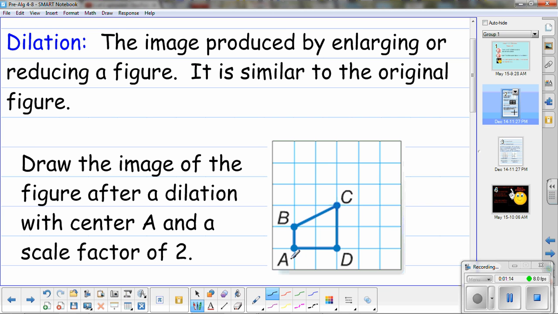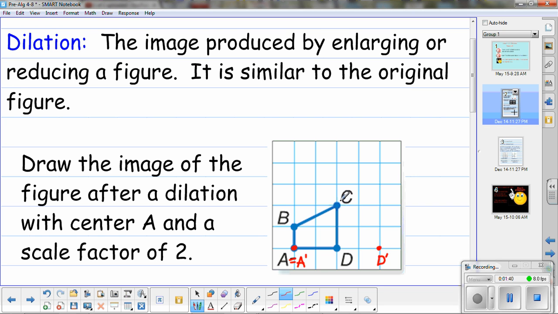Since the center of dilation is A, A prime, or the new image point, is going to be in the same spot. But now D used to be 2 units away from A, so D prime, or the new D, is going to be 4 units away.